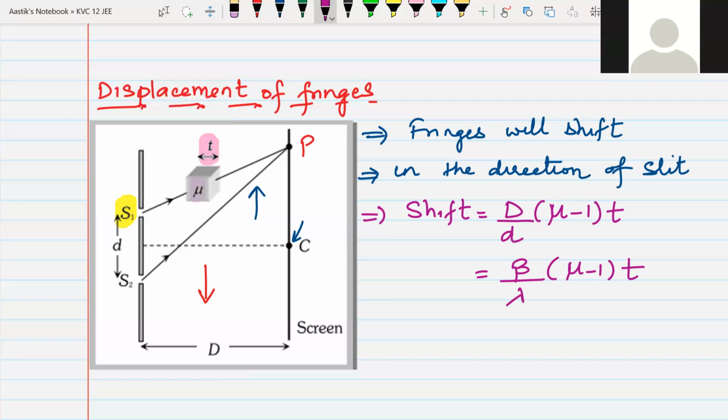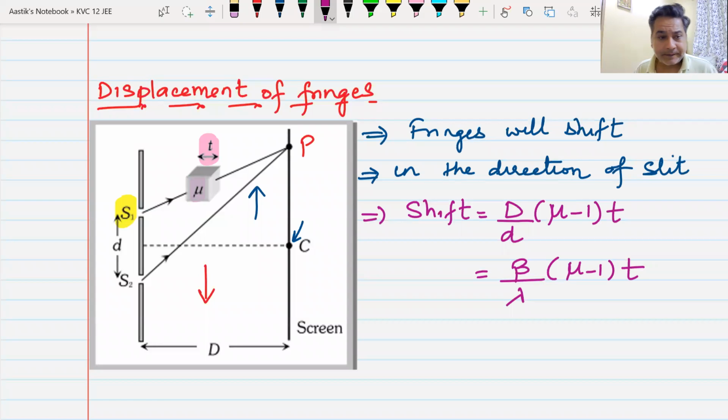Normally, you can also write one more formula. It's better to write it rather than to derive it, because sometimes they might tell you how many fringes are shifted. The shift due to the glass slab is equal to 5 fringes or 6 fringes. From there, you can find out the value of t. Total shift is beta by lambda into mu minus 1 times t. Therefore, you can write the number of fringes shifted.